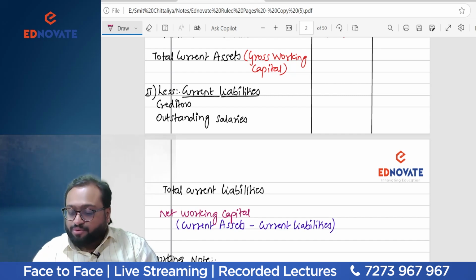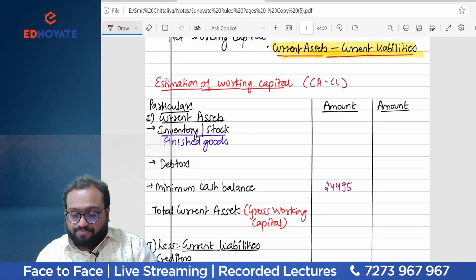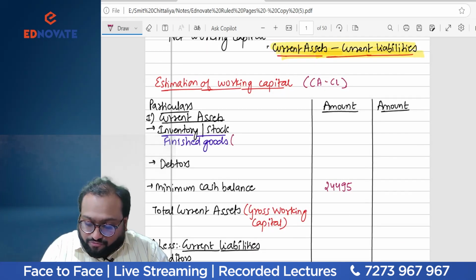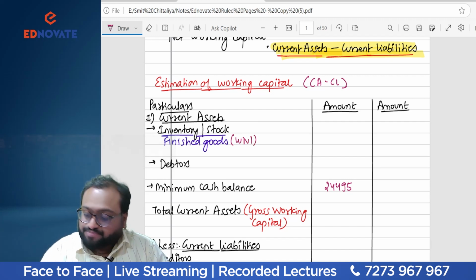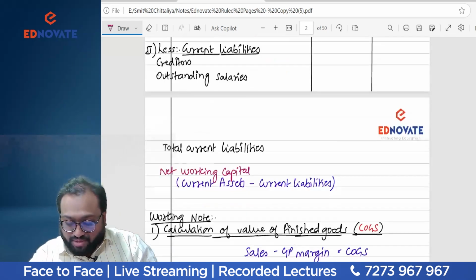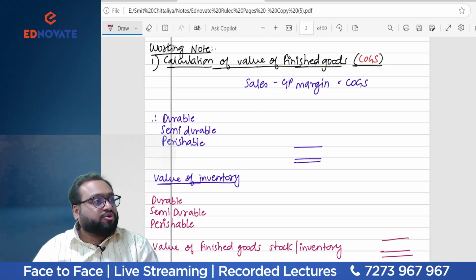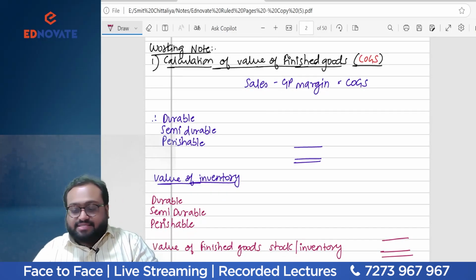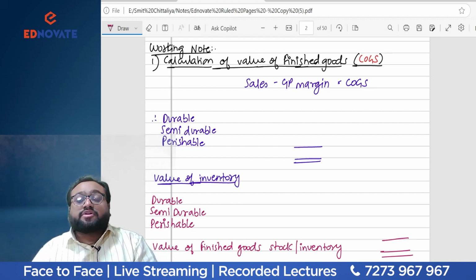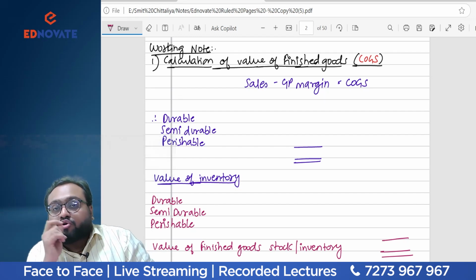So let us find out. First, we find out the value of finished goods. So let me prepare for you all working note number 1. Let us come to working note number 1. We'll find out the value of finished goods. I have kept a few things ready for you so that we can revise these things very quickly. First thing, finished goods are always valued at cost of goods sold.